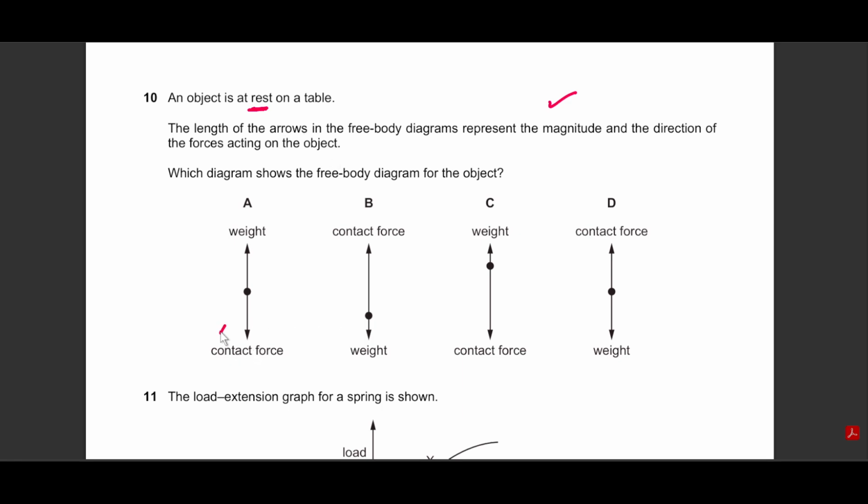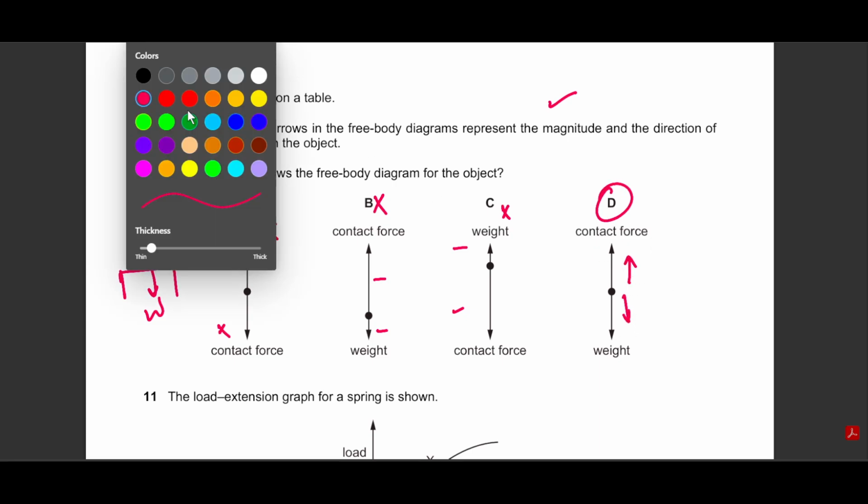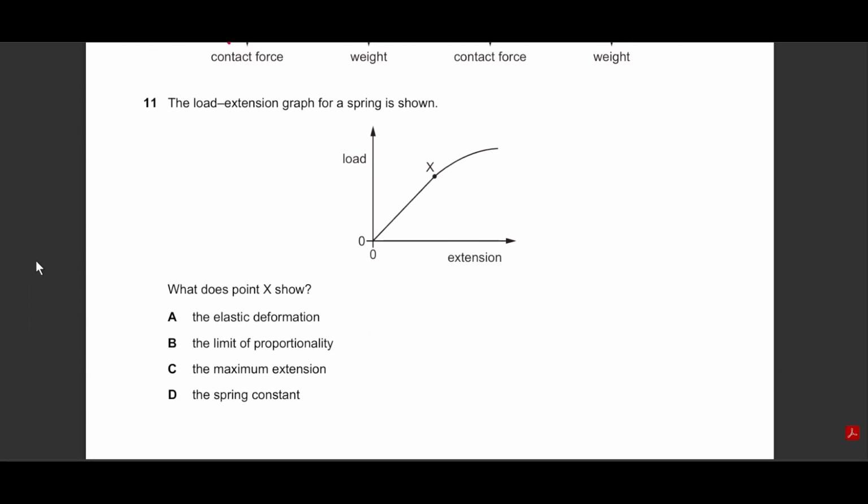So contact force is incorrect in position, weight is incorrect. But if this is the table, this is the object, weight is supposed to be downwards and normal reaction or contact force is supposed to be upwards. And they're supposed to be equal in magnitude because it's resting on the table. So this is wrong because of the incorrect length. This is wrong due to incorrect positions and length. The best answer is option D. Weight and normal reaction are equal in magnitude, which is why it's resting on the table surface.